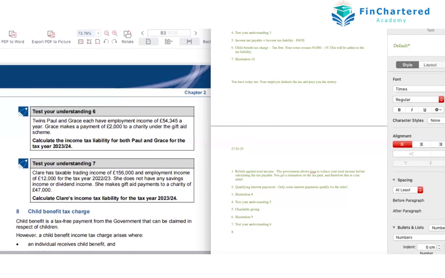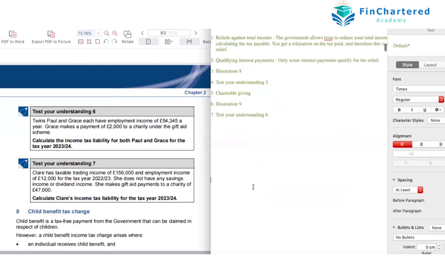Twins Paul and Grace each have employment income of 54,345 a year. Grace makes a payment of 2,000 to charity under the Gift Aid scheme. Calculate the income tax liability for both Paul and Grace. Paul is something you can easily do because there's nothing new about him. You deduct the personal allowance, get the taxable income, and tax at the rates. So Paul is very easy.